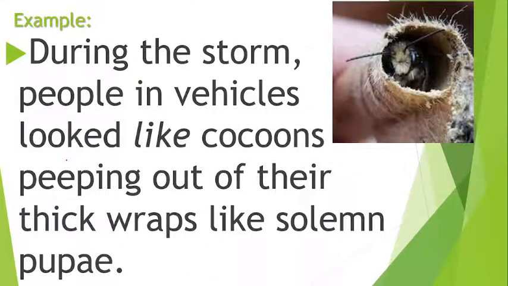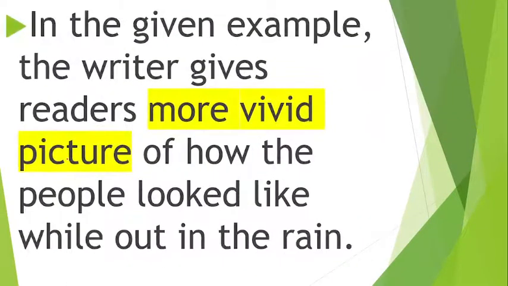Let us have our first example. During this term, people in vehicles look like cocoons peeping out of their thick wraps like solemn pupae. In the given example, the writer gives readers a more vivid picture of how the people look while out in the rain.